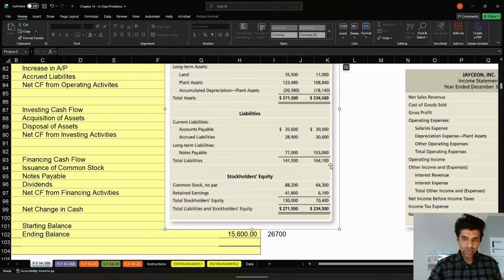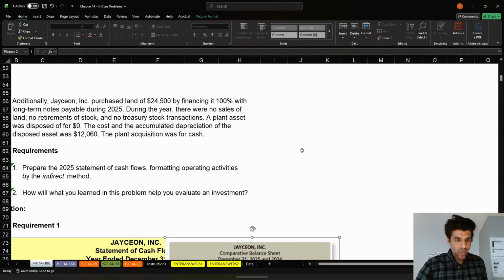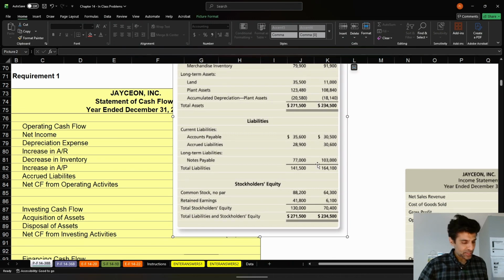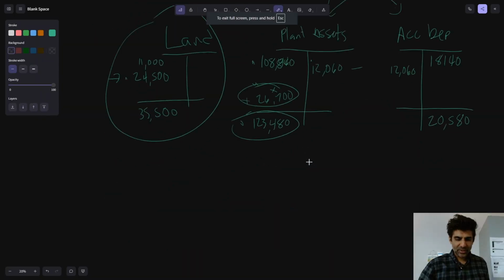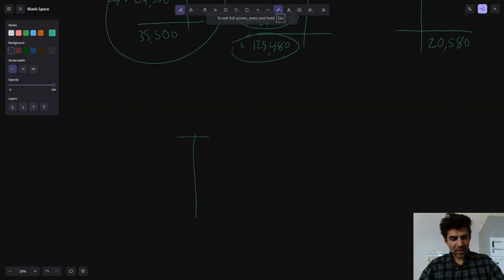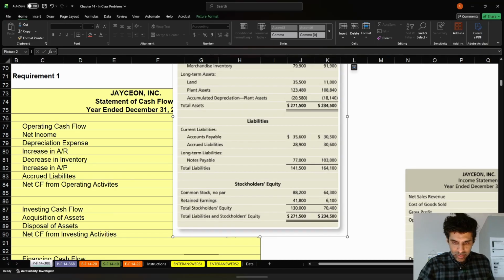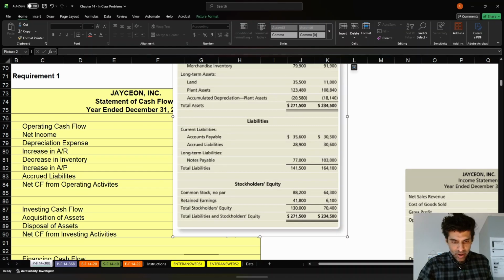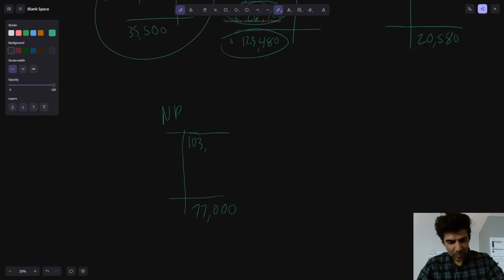Okay. Now notes payable, we have a net decrease. We had one transaction that we know increased notes payable by 24,500. We see that we had an overall decrease, so something happened. Let's look at the T account for notes payable. So we have notes payable. The ending balance, I think, was 77,000. And the starting balance was 103,000. And we know that there is an increase in notes payable by 24,500 from that land purchase.